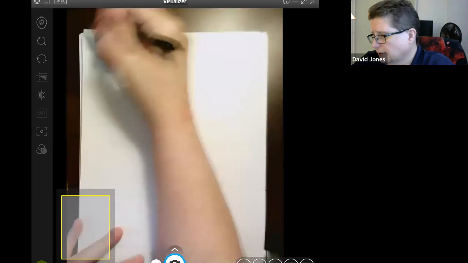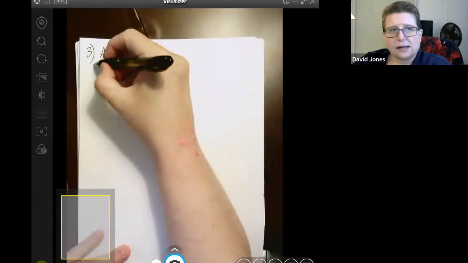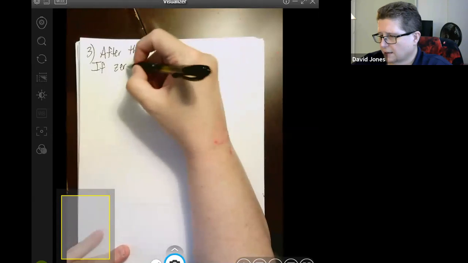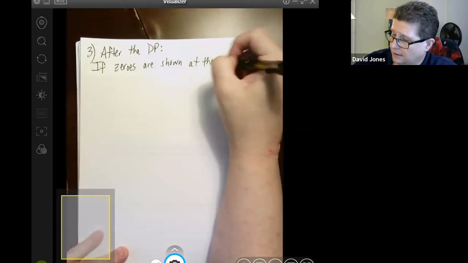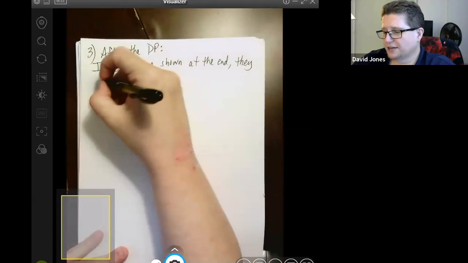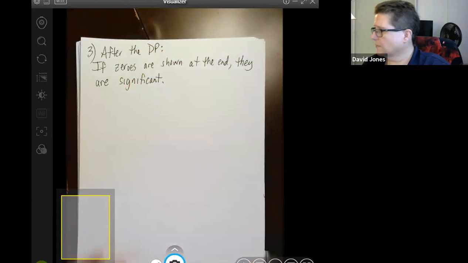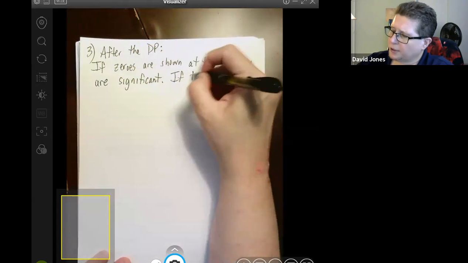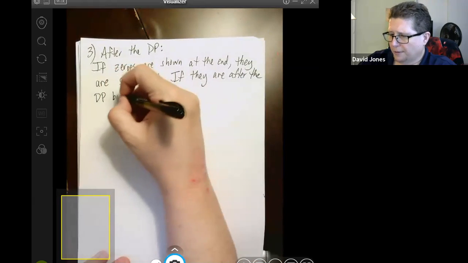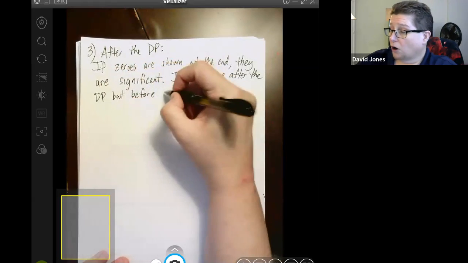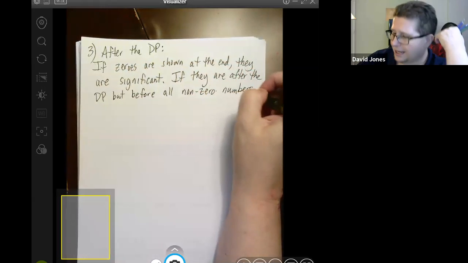So 3 after the decimal point. If zeros are shown at the end, they are significant, which is different than if it's before the decimal point. If they are after the decimal point, but before all non-zero numbers, they are not significant.